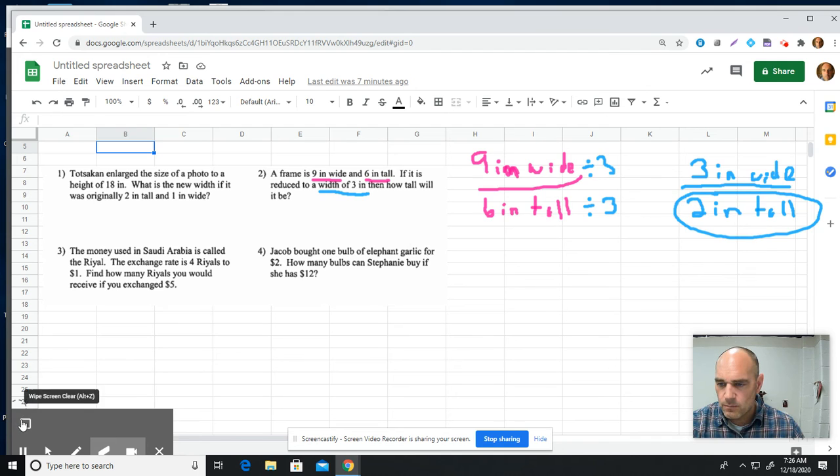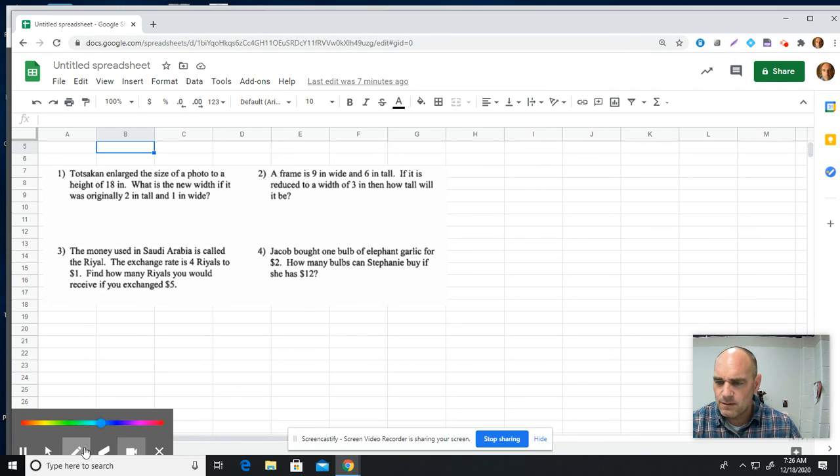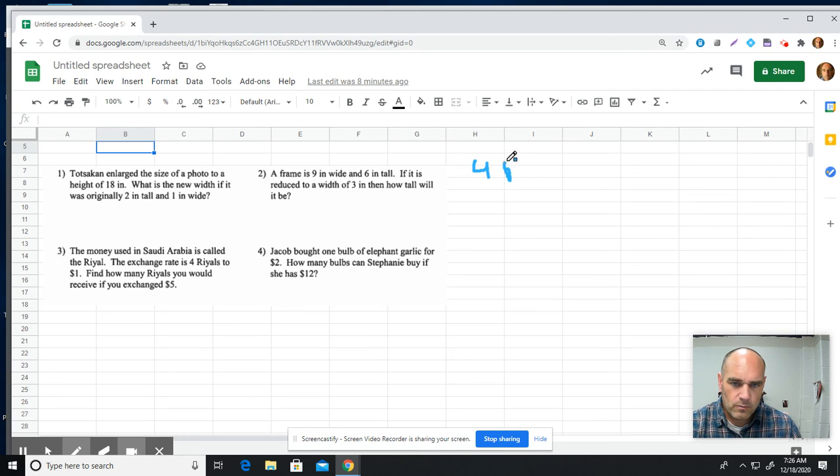All right, question number 3. The money used in Saudi Arabia is called a rial. The exchange rate is 4 rials to $1. How many rials would you receive if you exchange $5? Once again, I'm going to start with my true statement, and my true statement is that 4 rials is equal to $1. So I start out with that. I've got my 4 rials, and I know that is going to be the same thing as $1.